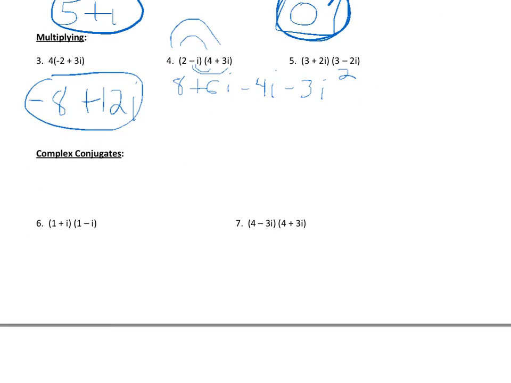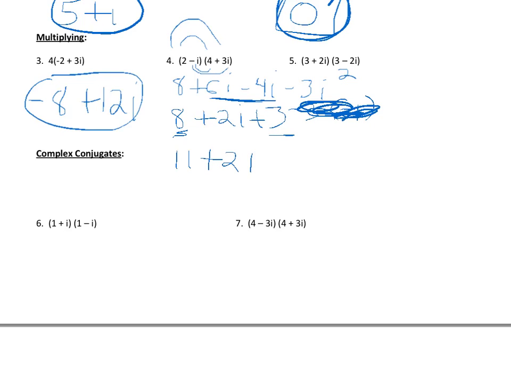All right, so let's look here. I'm going to have 8. Well, this I can combine. 6i minus 4i is 2i. Now, this is like saying negative 3 times negative 1. So that's like saying plus 3. So let's just put plus 3. So we get rid of this. And then I can add the 8 and the 3. So we get 11 plus 2i. So that's our answer for 4.